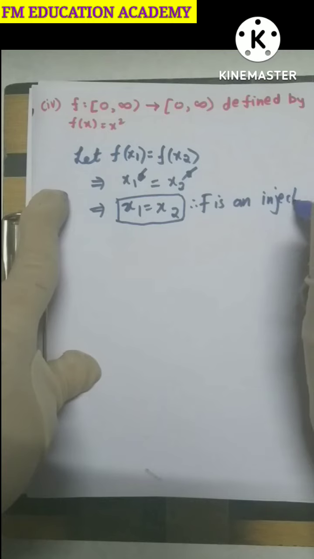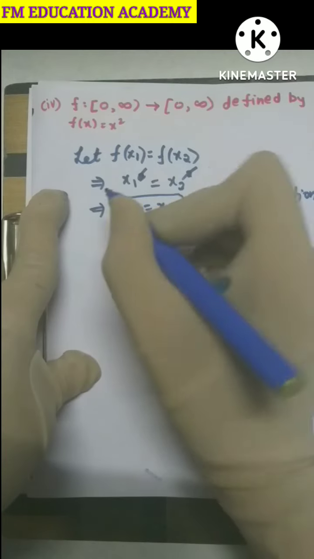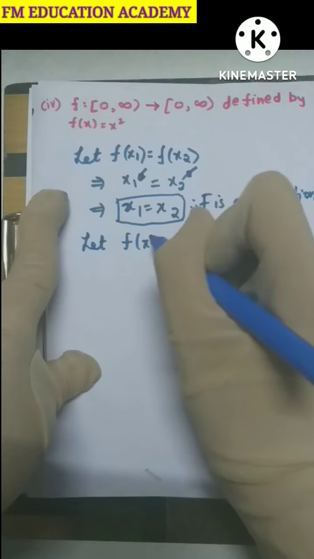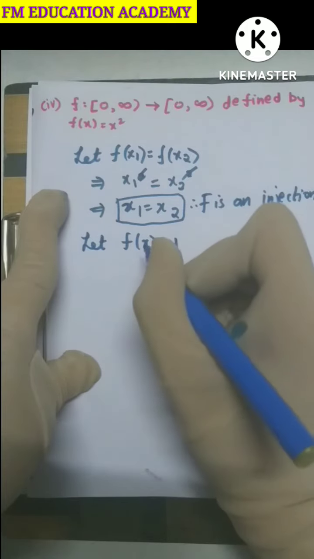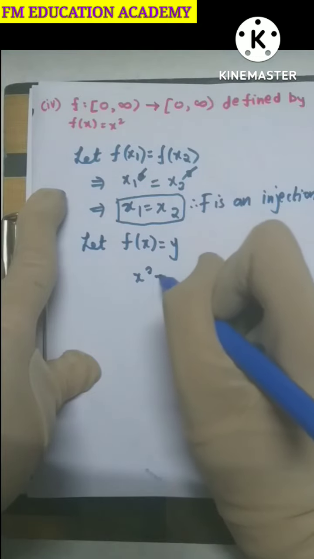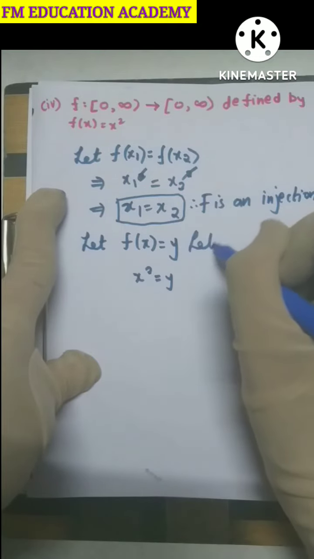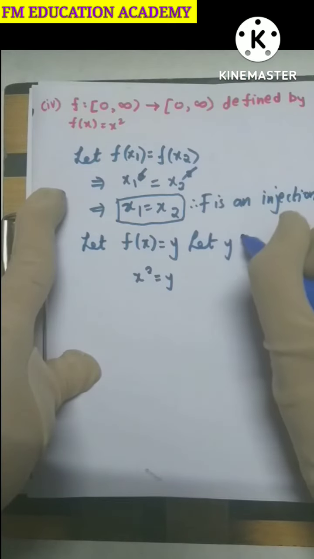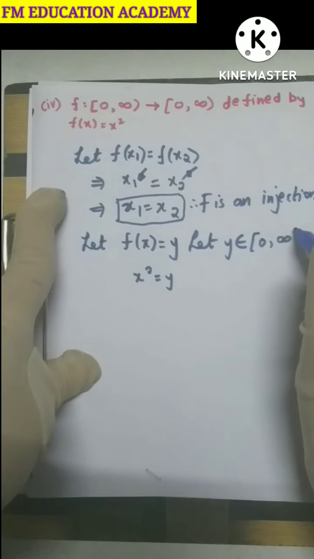Now we will find out if f is a surjection or not. To show f is a surjection, we will assume f of x is equal to y. So here what is f of x? F of x is x square. So x square is equal to y, and here we know that the value of y is from 0 to infinity. So let y belong to 0 comma infinity. Also we will write.